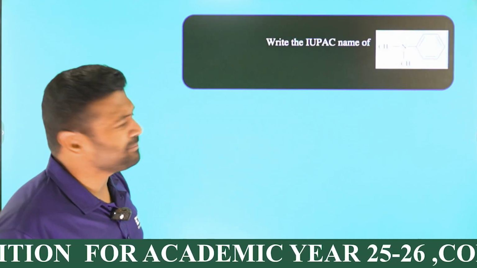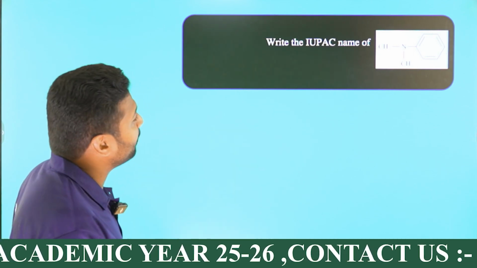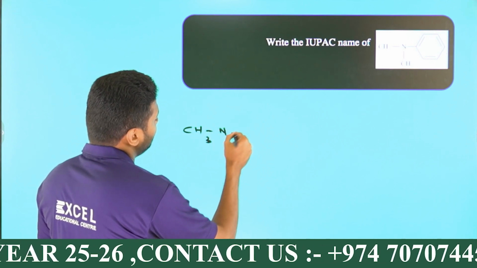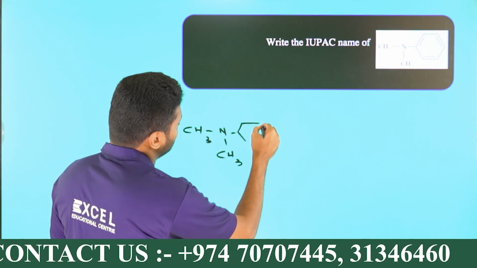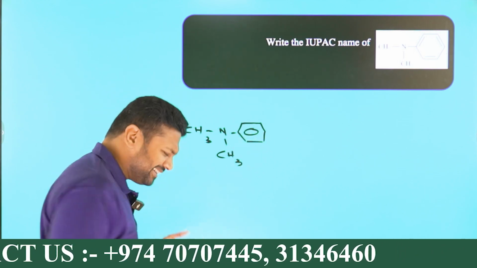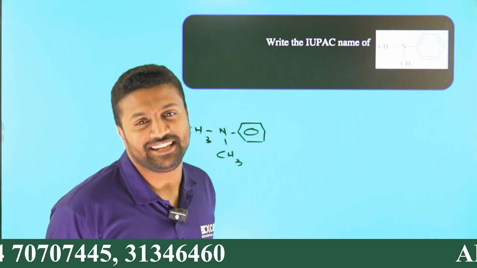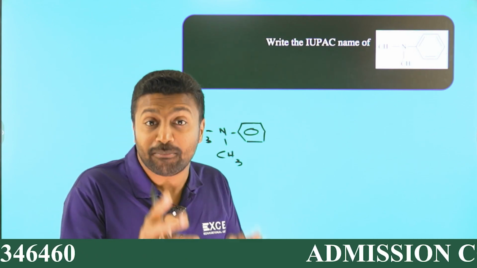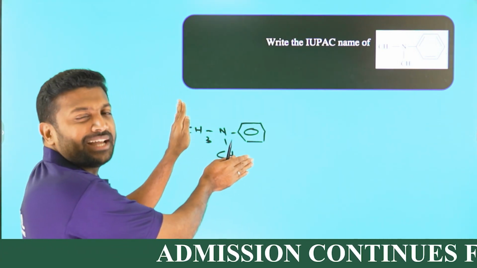Question number 2, please. Again the same category: write the IUPAC name of the compound. The given compound is CH3, N, again a CH3, which is connected to a benzene ring. Regarding again the same rule: is it primary, secondary, or tertiary? It is N, which belongs to tertiary. If tertiary comes, mask 2 lower alkyl portions. The 2 lower alkyl portions here are methyl and methyl.